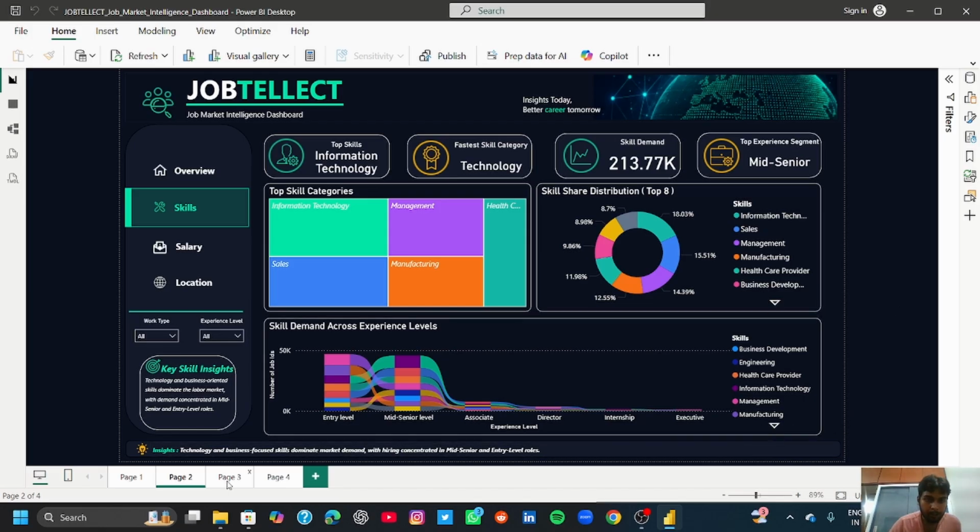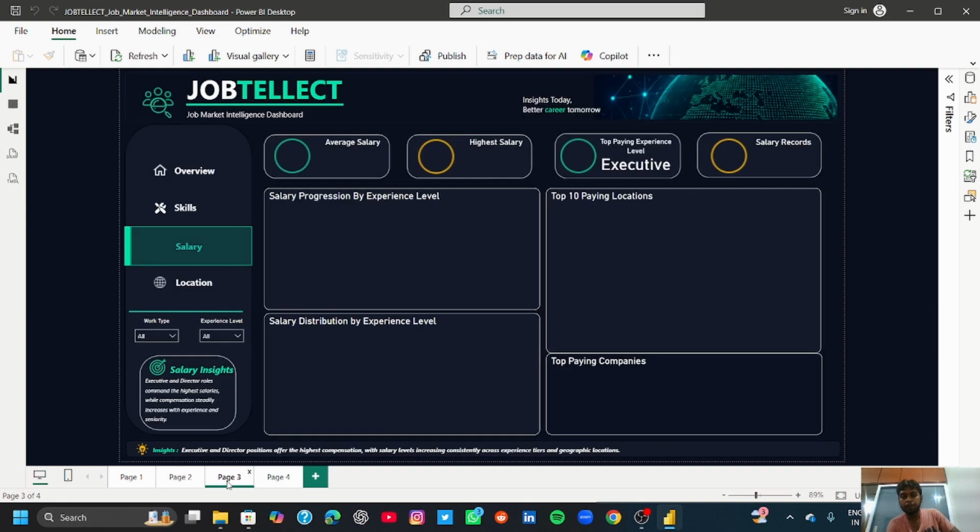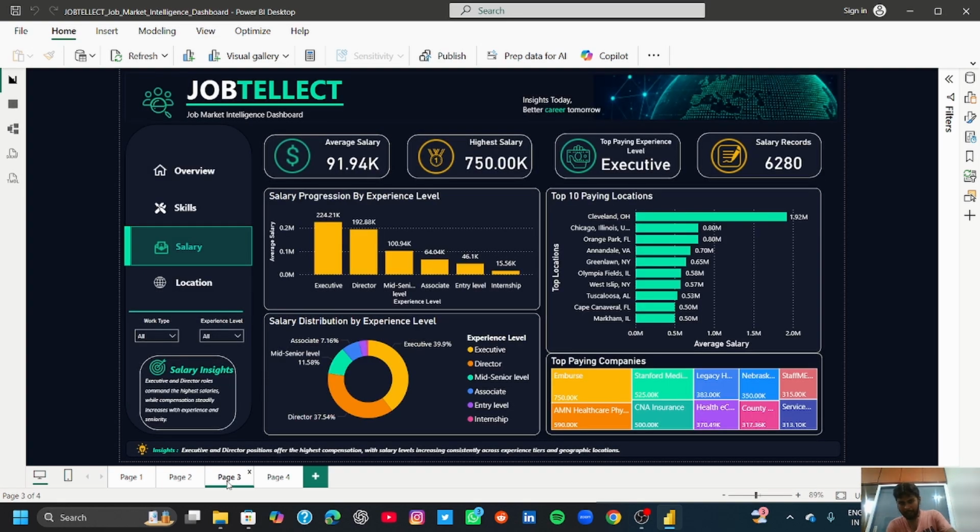And coming to page 3 here, we can see the salary-based view. As I said, the average salary is 91.94K US dollars. The highest salary is 750K US dollars. The top paying experience level is executive level of the work type, which you can see. The salary which is recorded here is 6,280.